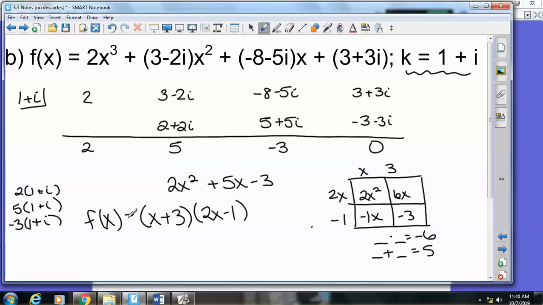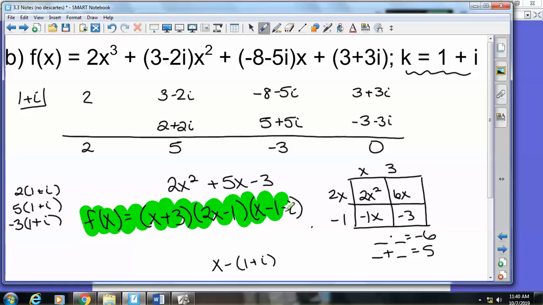Okay, now be very careful. You are trying to write the factored form. This was originally an x cubed, so I should have 3 factors. Right now I only have 2. If 1 plus i was a 0, your factor is always x minus that. So if I did x minus the 1 plus i, that gives me x minus 1 minus i. So this is the final answer. That is the factored form right there. If I give you the 0, you have to do x minus that for the factor.